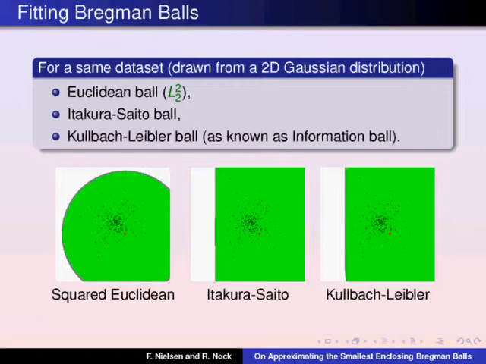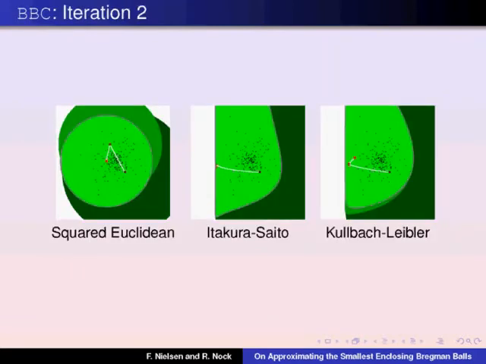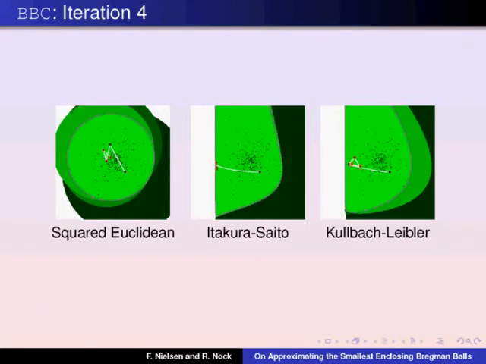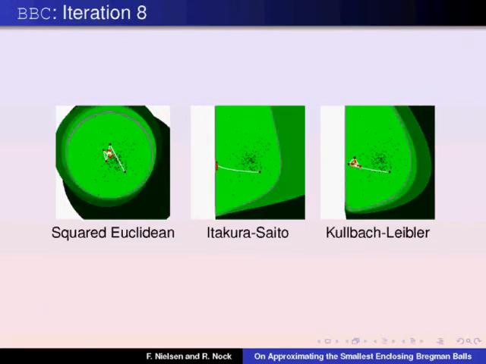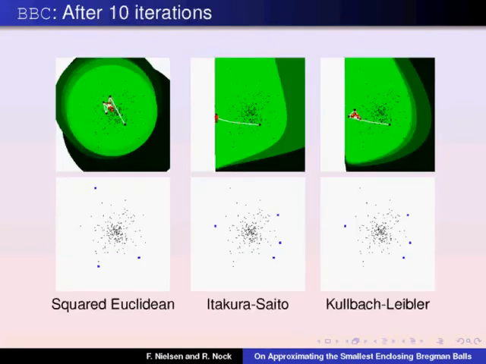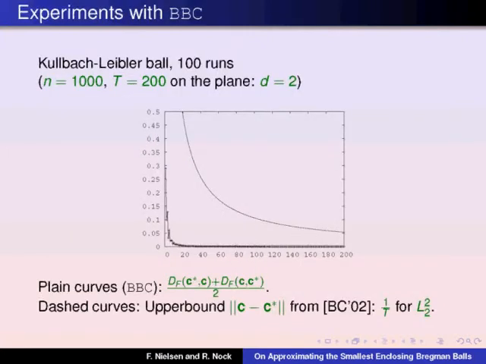Finally, let us look at several enclosing Bregman balls for the same dataset that has been drawn from a 2D Gaussian distribution. On the left is the square Euclidean divergence, in the middle is the Itakura-Saito divergence, and on the right-hand side is the Kullback-Leibler divergence. We have performed an empirical convergence rate study that shows that the convergence of our BBC approximation algorithm is well under the theoretical bound of 1/t.